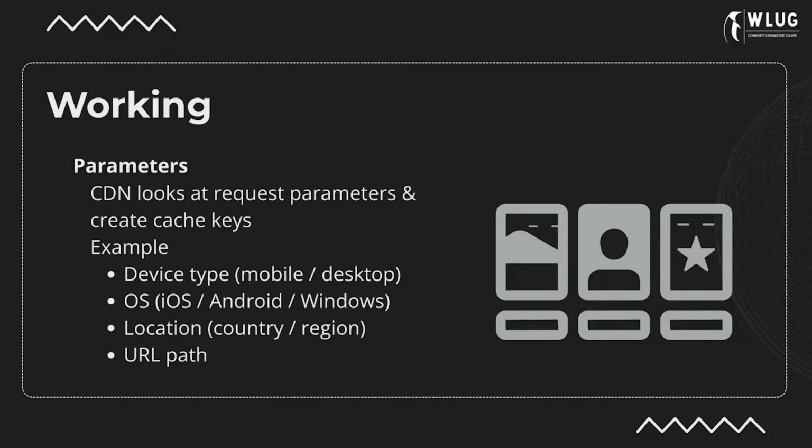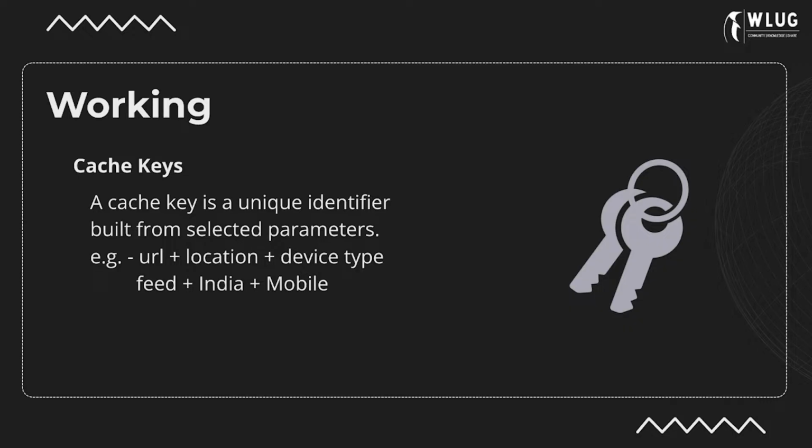So using these parameters, we create a cache key. A cache key is going to be a unique identifier. That is, it groups parameters to form a unique identifier that can then be accessed. So how can they be accessed? Here we can see an example of a cache key being your feed, that is your URL, and your location, that I'm accessing it from India on my phone, right?